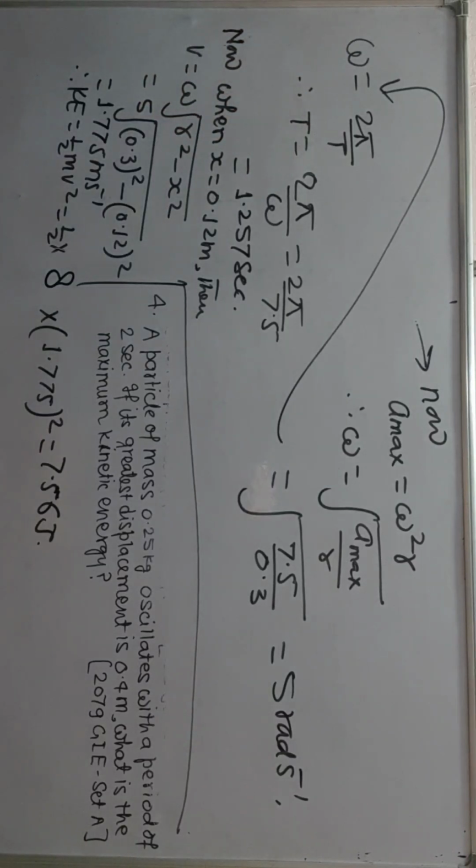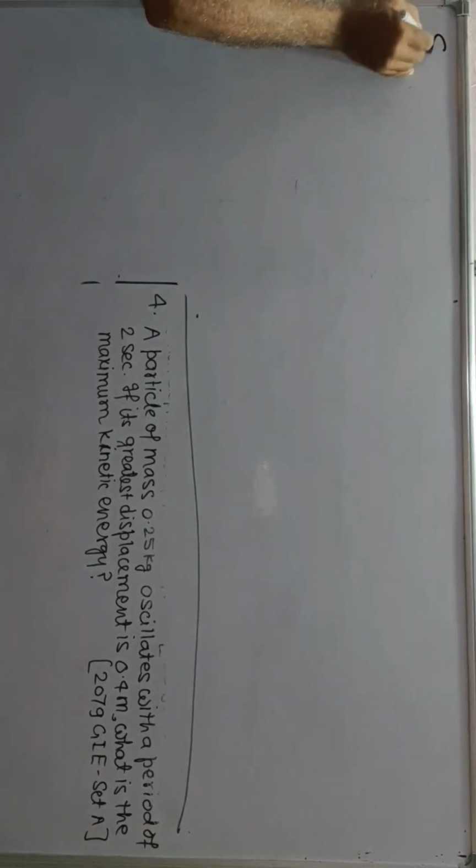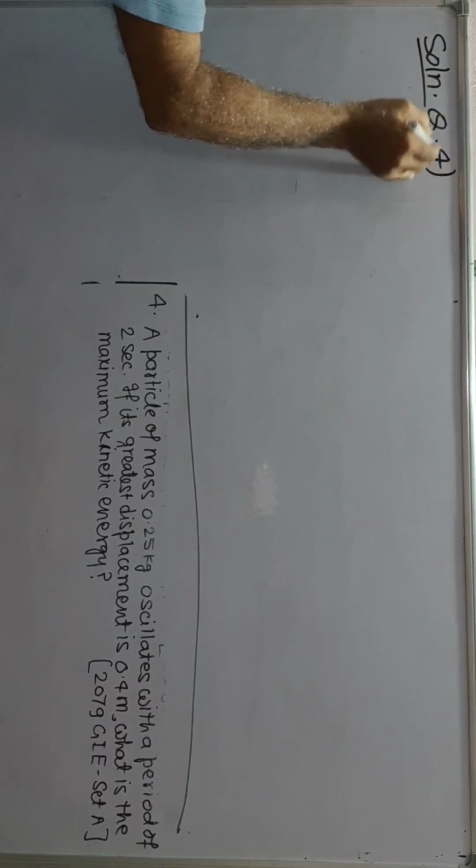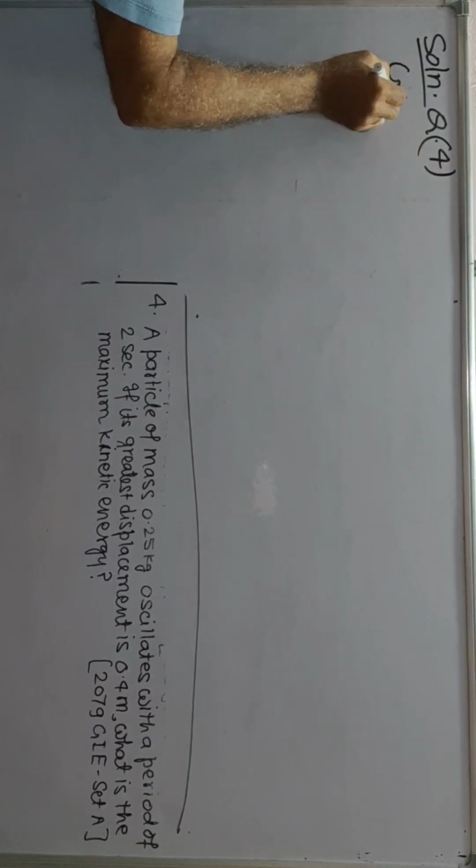Next question number 4. The question is, a particle of mass 0.25 kg oscillates with a period 2 seconds. If its greatest displacement is 0.4 meter, what is the maximum kinetic energy? Solution to question 4.